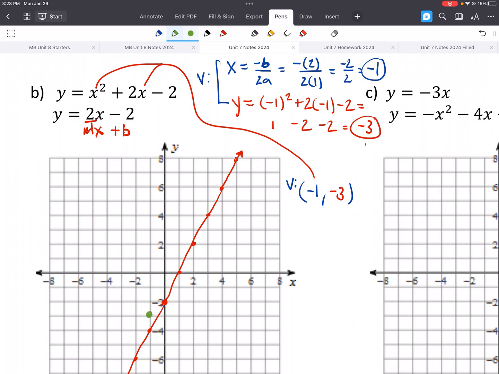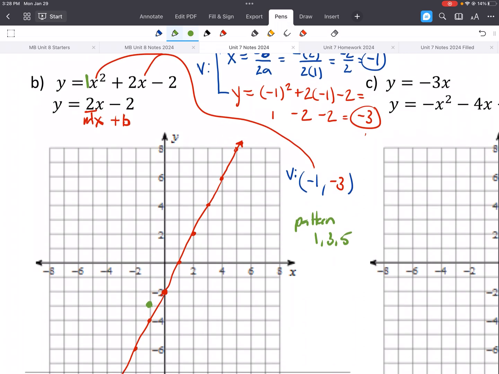And then we're going to use our pattern. So here a is 1, so our pattern is 1, 3, 5. Again, it's always 1, 3, 5, but we just multiply it by whatever a is. So we'll go over 1, up 1, and we just hit one of our intersections, over 1, up 3, over 1, up 5, on both sides. Connect your dots.